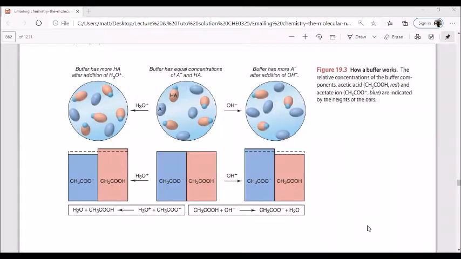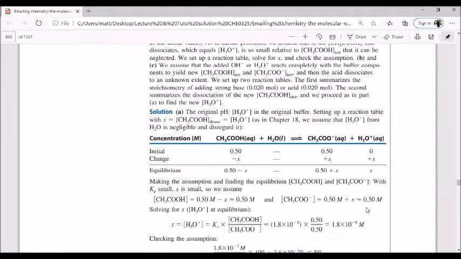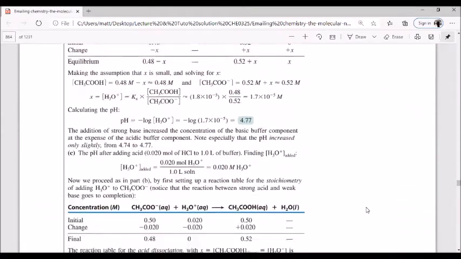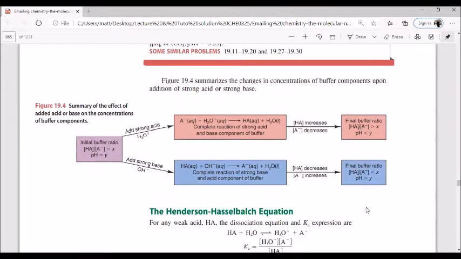Okay, so that is what happens when a strong acid or strong base is added to a buffer solution. Before we discuss the sample problem, let's summarize. You can see this figure 19.4. This is a summary of the effect of added acid or base on the concentration of buffer components. The initial buffer ratio, let's say X, has a pH of Y.